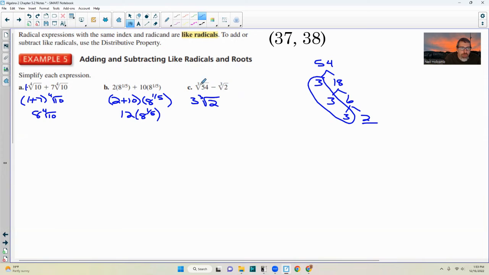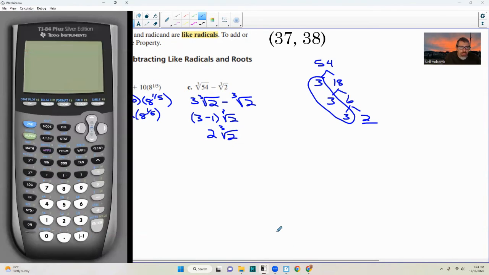Now my cube root of 2 minus my cube root of 2. Now I have a cube root of 2 and a cube root of 2, so I have like radicals. Remember, there's a 1 here. So this would be 3 minus 1 times the cube root of 2. And 3 minus 1 is 2, so 2 times the cube root of 2.